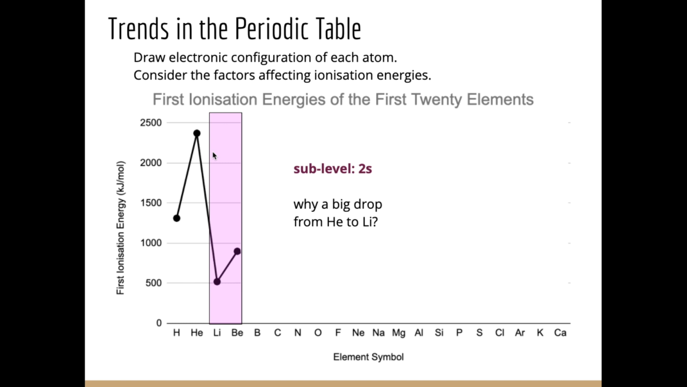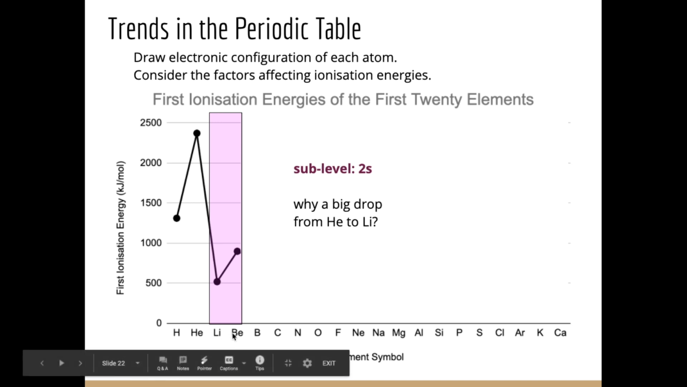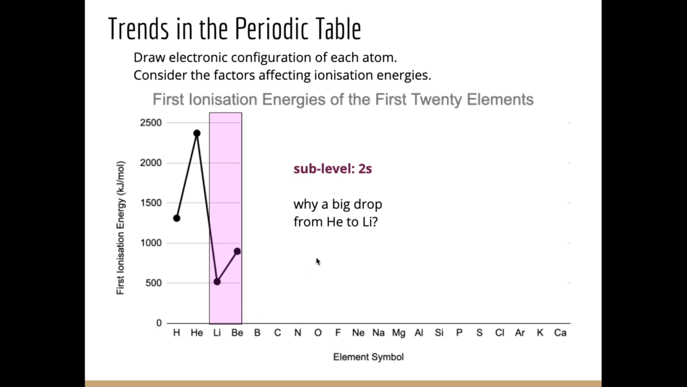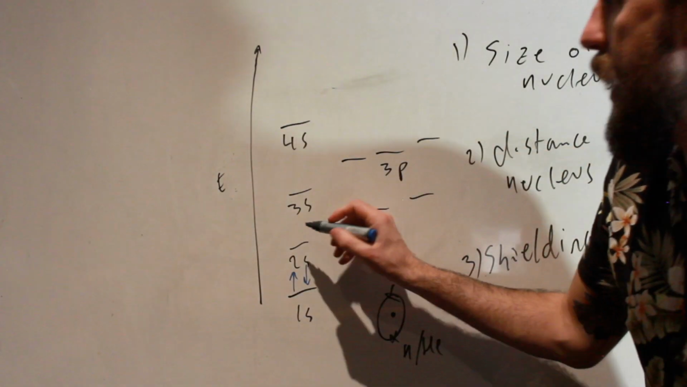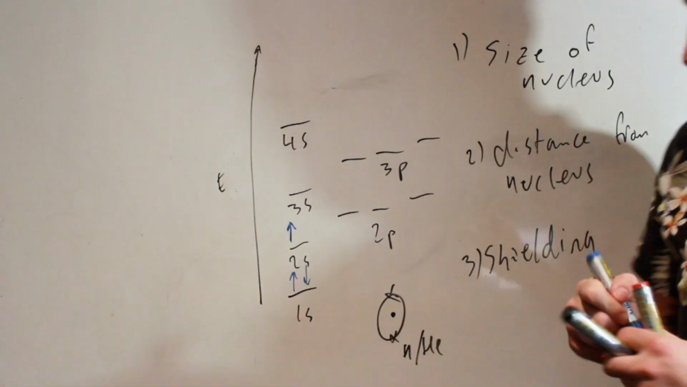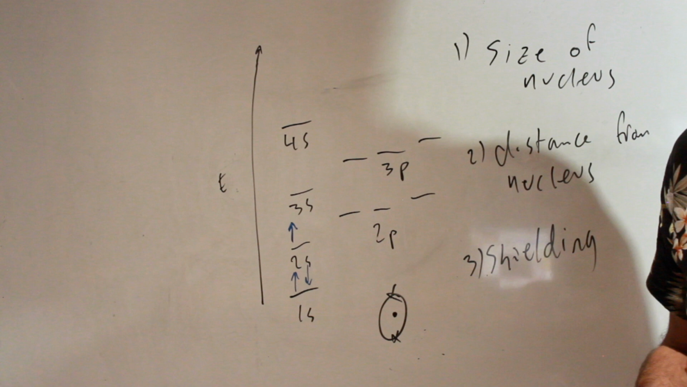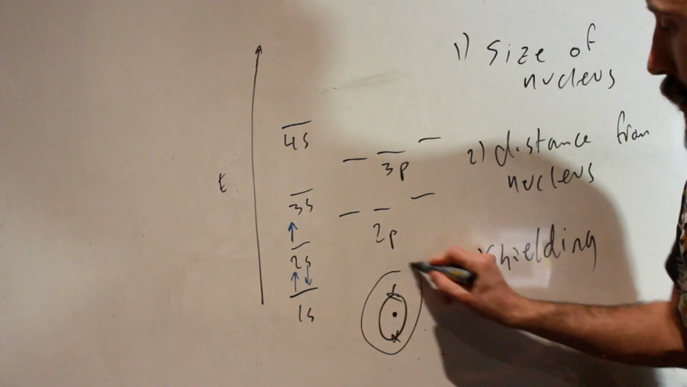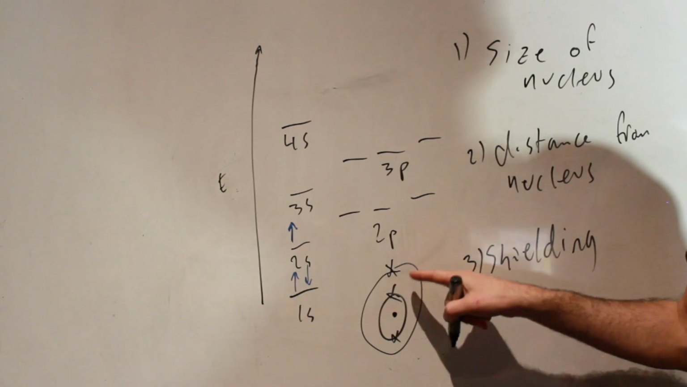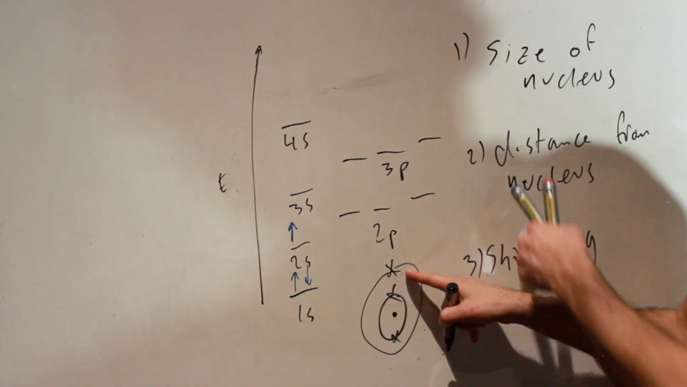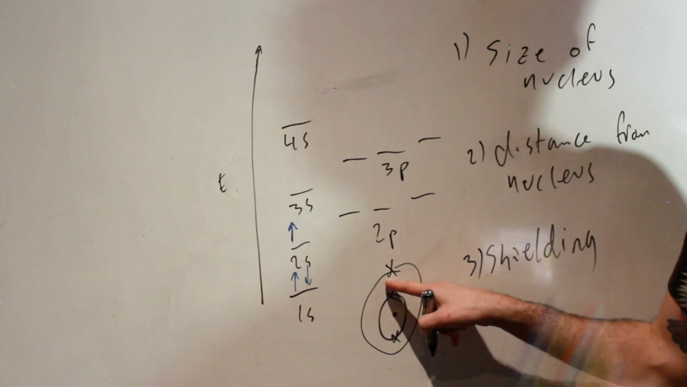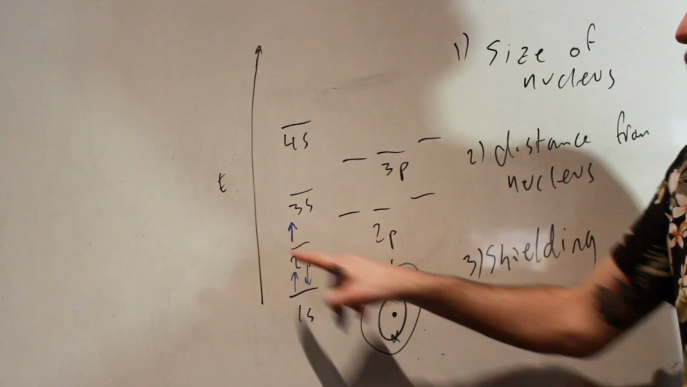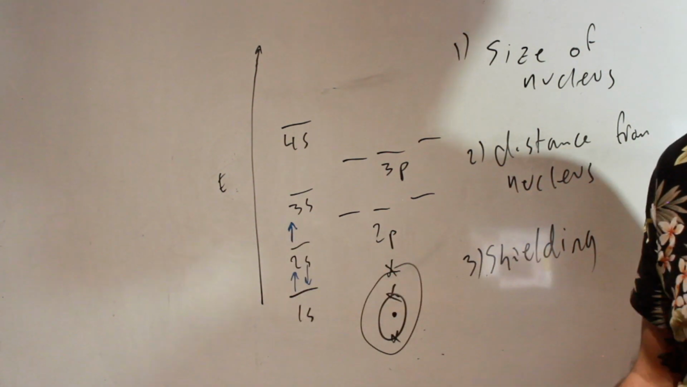Then we see a big drop from helium to lithium when we see the first ionization levels of lithium and beryllium. Why? Let us consider lithium. So lithium is going to be 1s2, 2s1. If I were to draw a lithium atom down here, we've put in another quantum level. So we've increased the distance that this valence electron is from the nucleus. Therefore, if we're going to remove this electron and the distance is increased, it's going to take less energy.